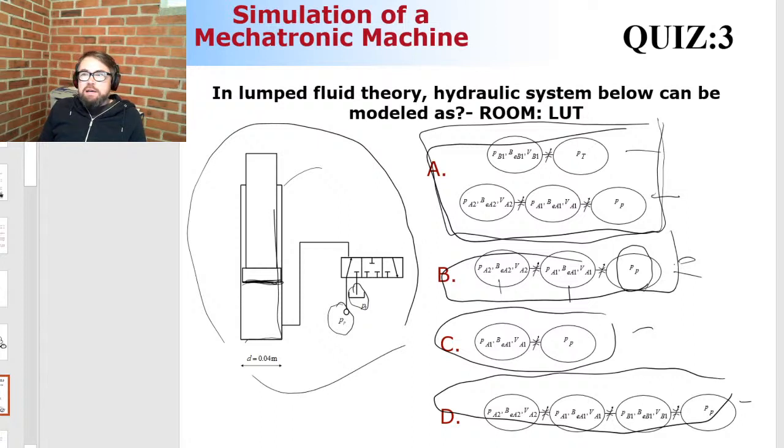Now, while you're making your guesses and entering your answer to this in-class quiz, I'm going to explain how you can compute the pressures as a function of time.